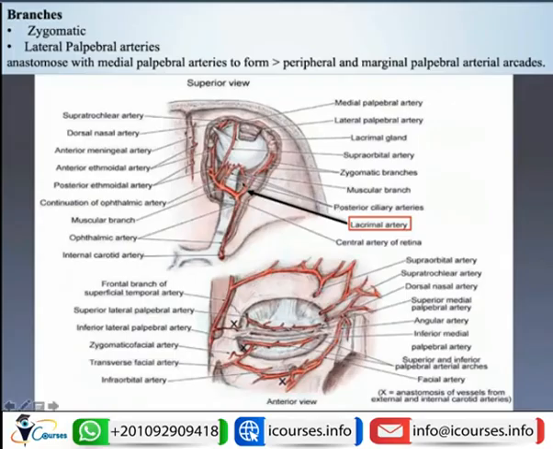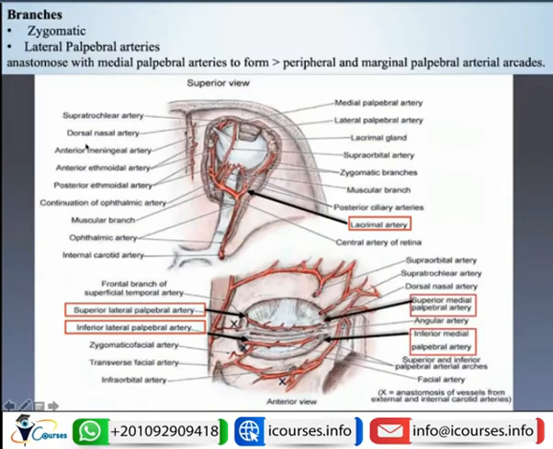The lacrimal artery can give zygomatic branches and the lateral palpebral artery. Remember that the lateral palpebral arteries are the ones that will perforate the orbital septum and share in the formation of the marginal arcades, together with the superior medial palpebral artery and the inferior medial palpebral artery, which are branches from the medial palpebral artery. So the lateral palpebral arteries are branches from the lacrimal artery.